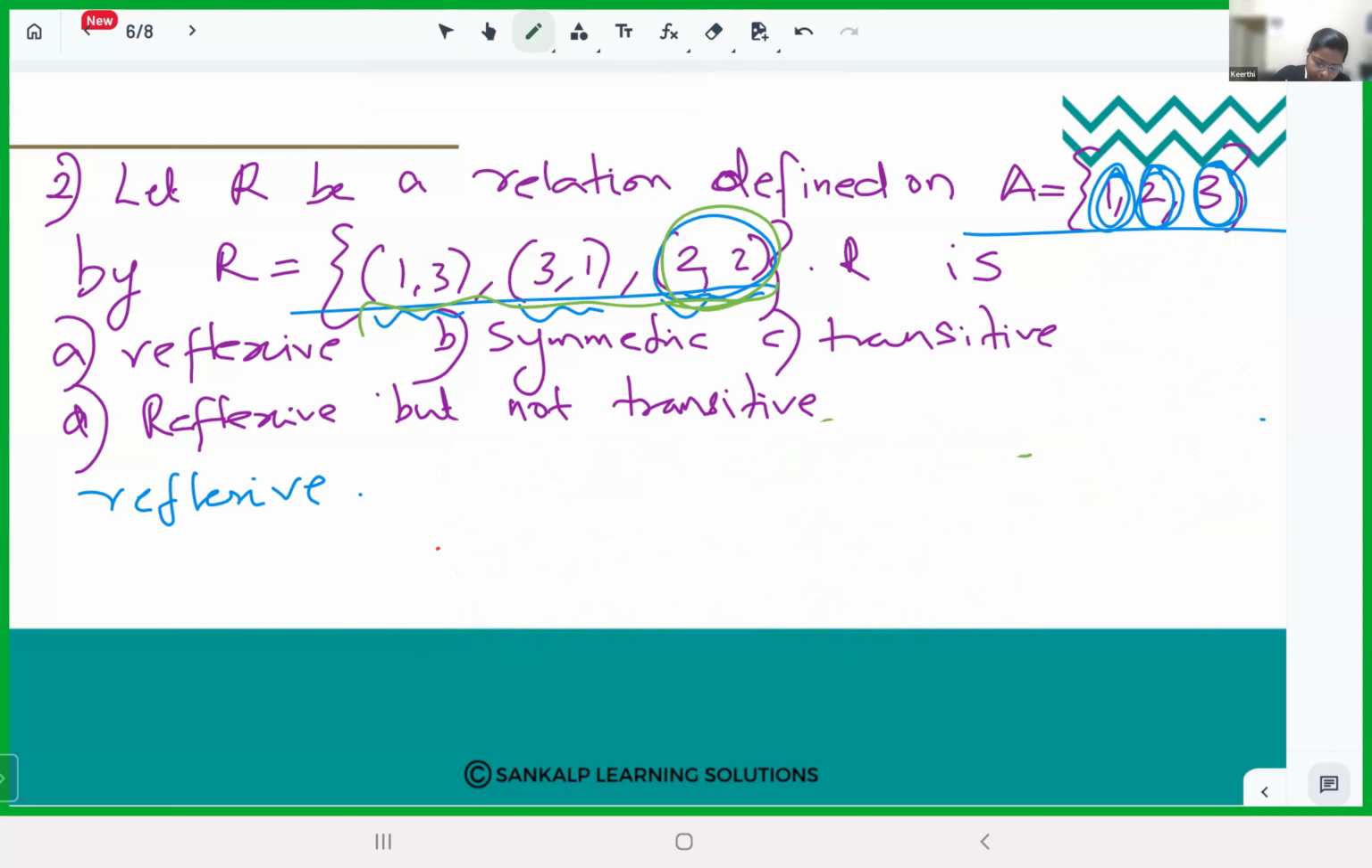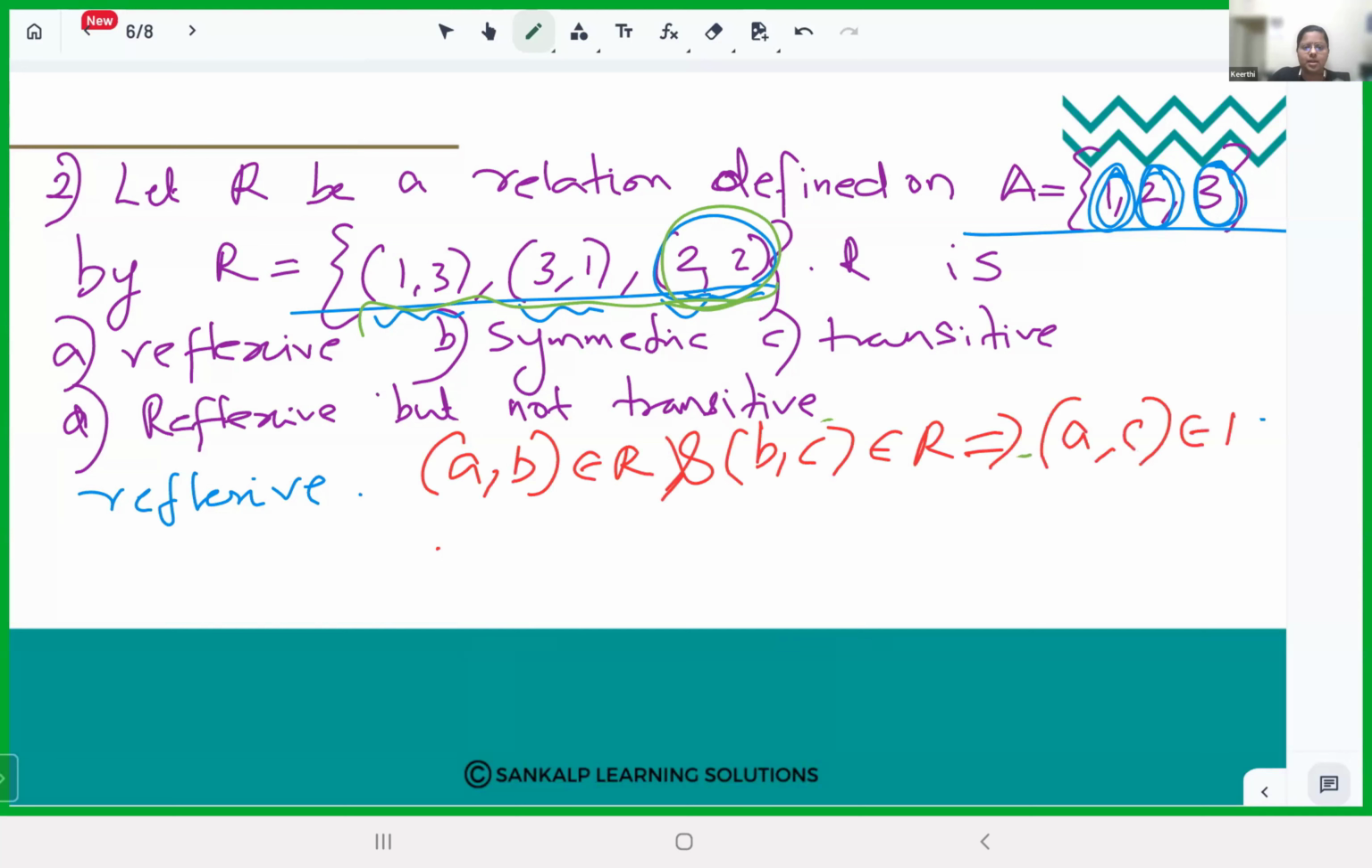In order to check whether a relation is transitive, we have to check if we are able to take some (a, b) belongs to R and some (b, c) belongs to R. If you are able to take ordered pairs (a, b) and (b, c) from R, then the ordered pair (a, c) should belong to that particular relation if it is a transitive relation.